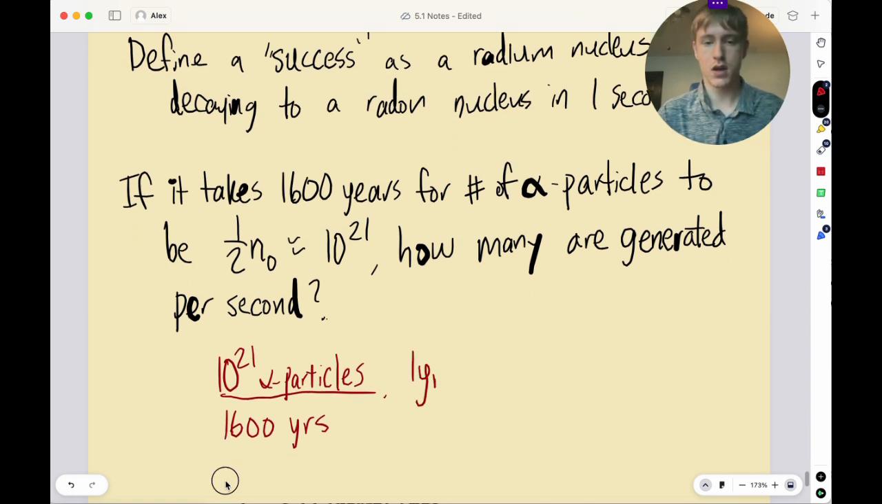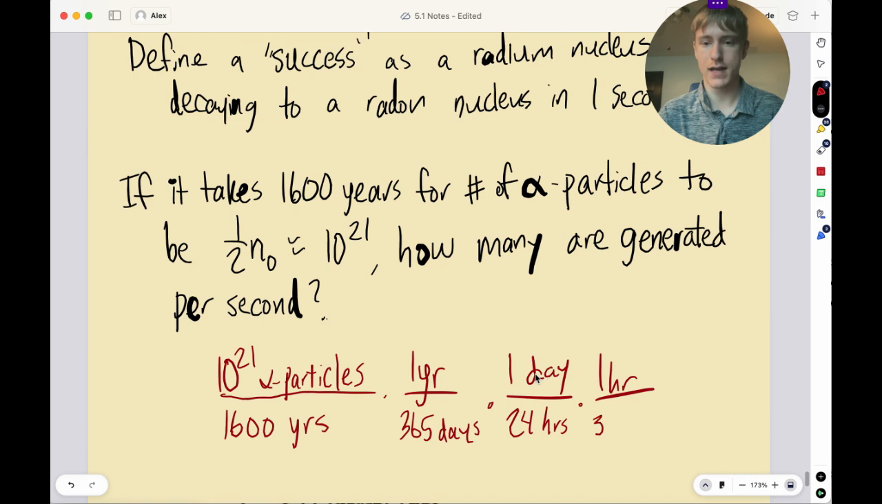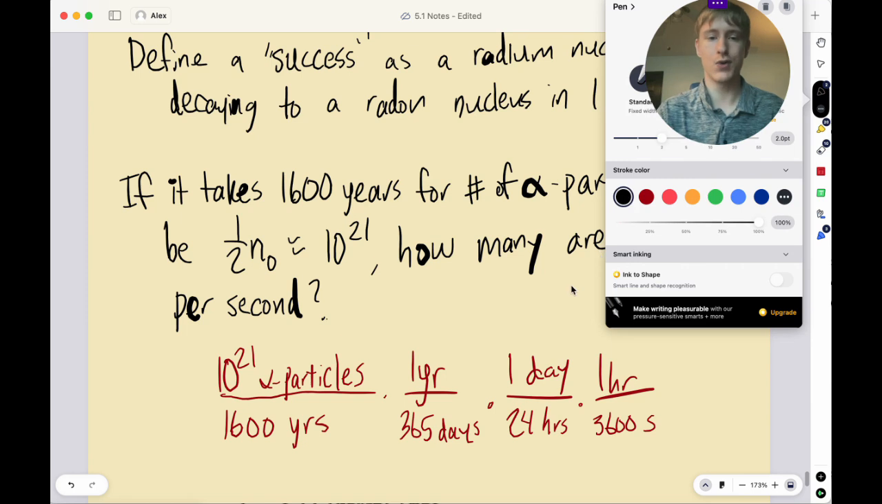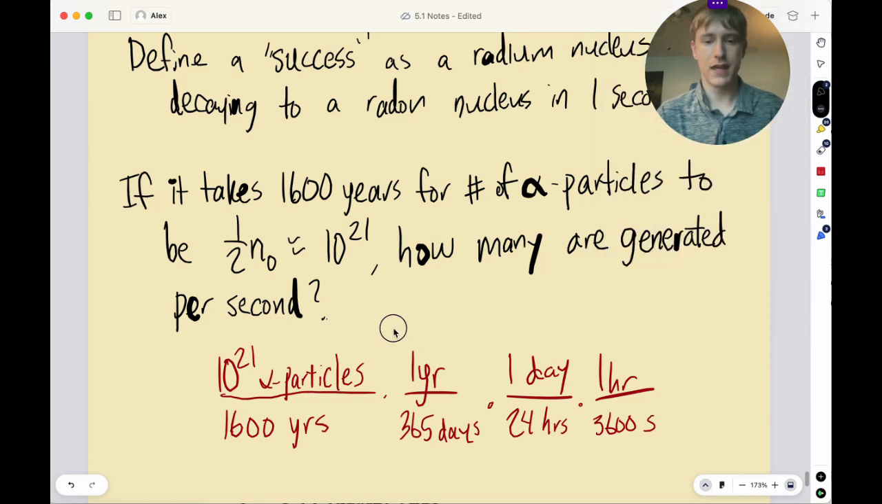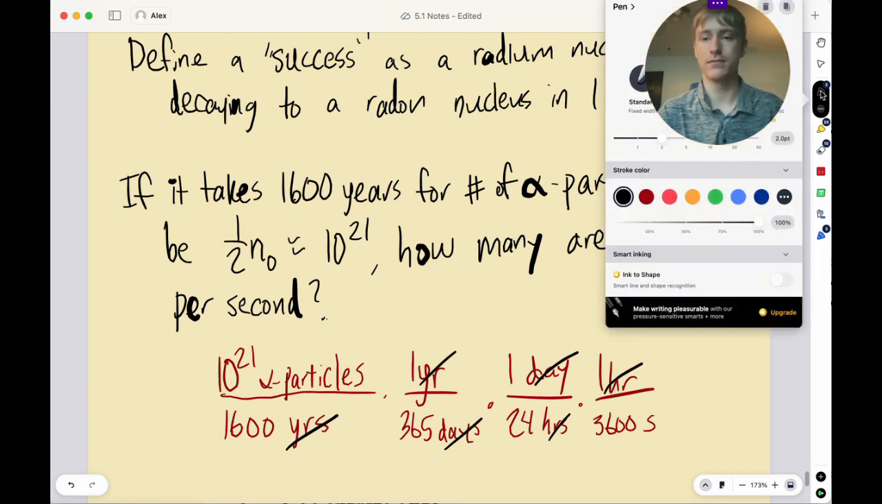So let's see, 1 year, 365 days. 1 day has 24 hours. And in 1 hour, there's 3,600 seconds. Okay, so then what we can do is these are the same. 1 year is equal to 365 days. So we're just multiplying by a bunch of ones. But notice that the years cancel, the days cancel, the hours cancel, and we just have the number of alpha particles created per second once we do this computation.